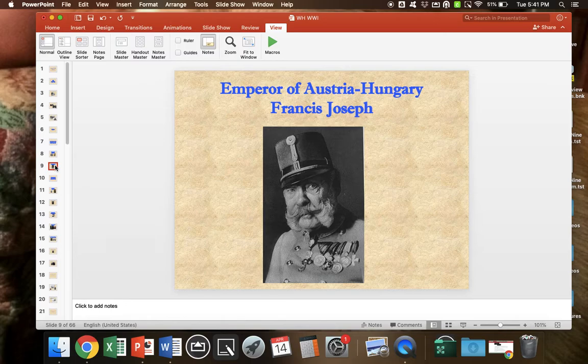The Emperor of Austria-Hungary is Francis Joseph, with this very cool set of sideburns and mustache, excuse me. He is the uncle of the Archduke that was assassinated. And so again, because it's his heir to the throne that is assassinated, he will be the first country and the leader of the country that takes action.